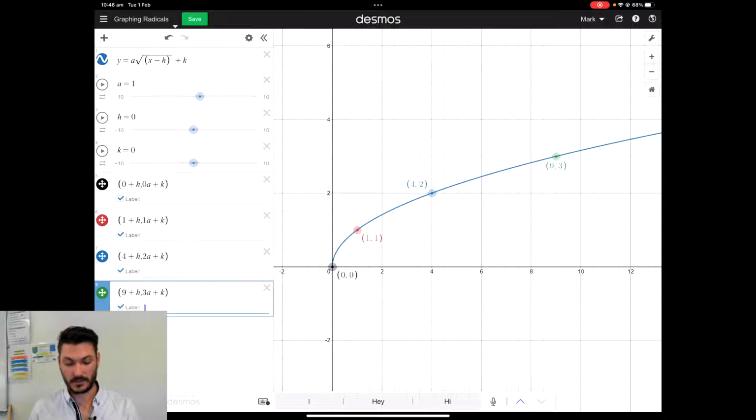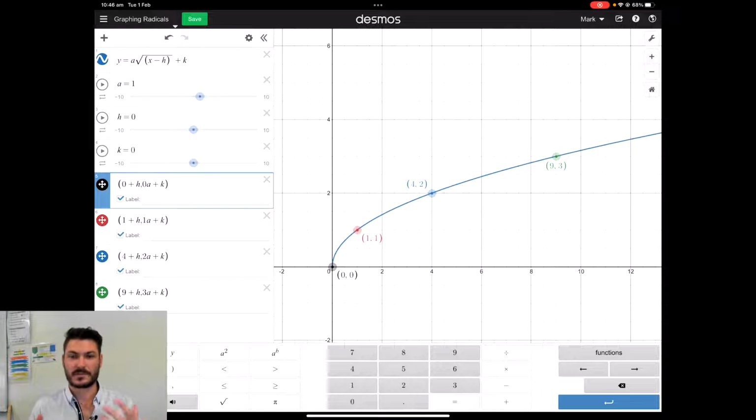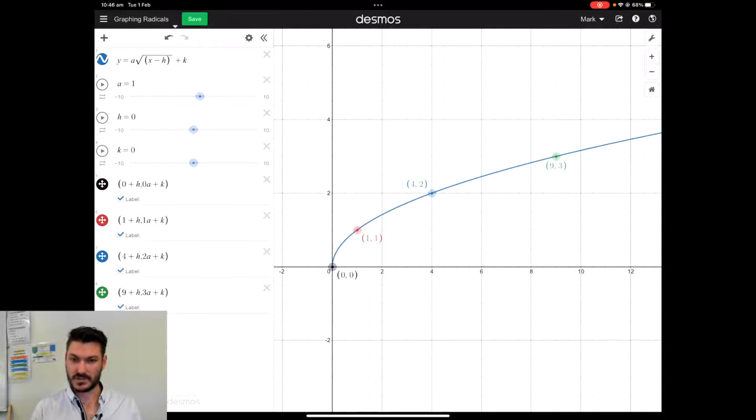So the x variable is going to be just plus or minus whatever h is. The y coordinate is going to be changing with respect to a first, and then k after. So let's jump into an example and I'll show you specifically what I mean and my method for sketching radicals.